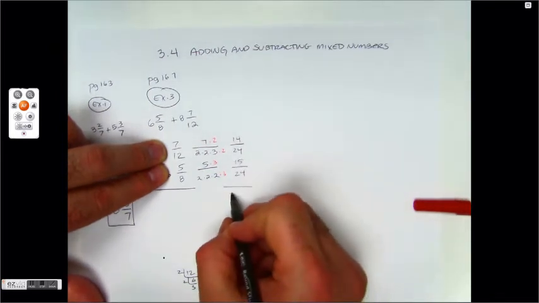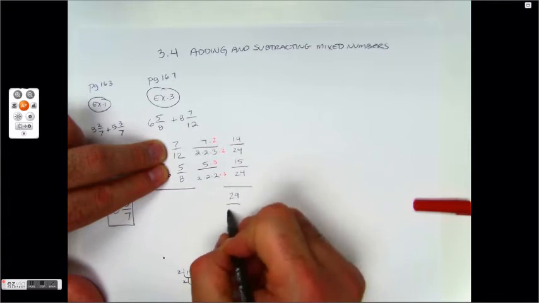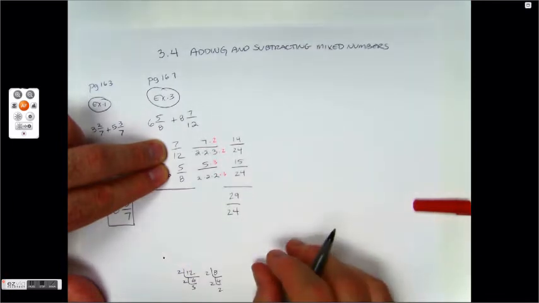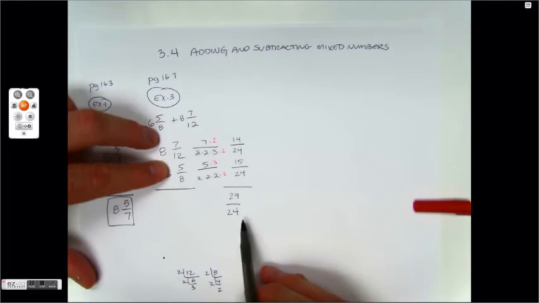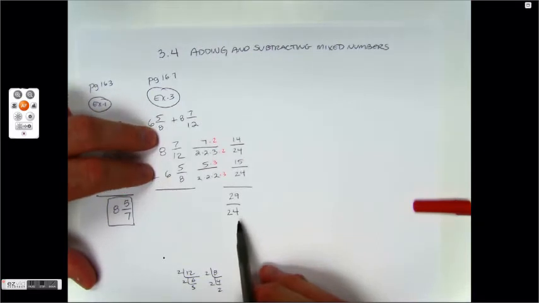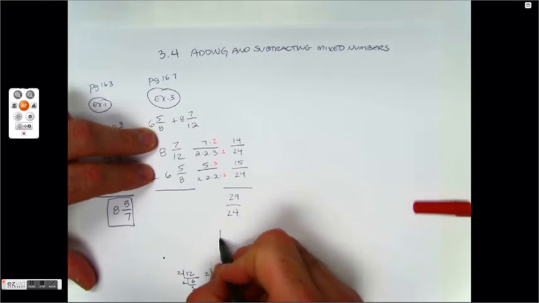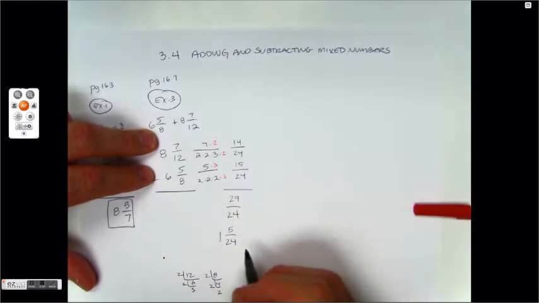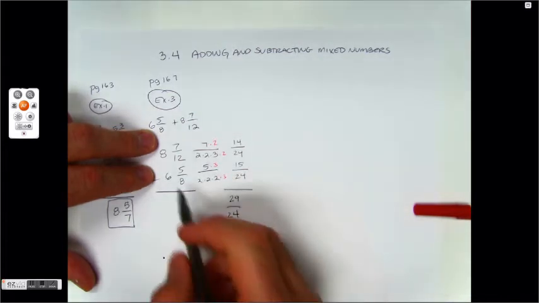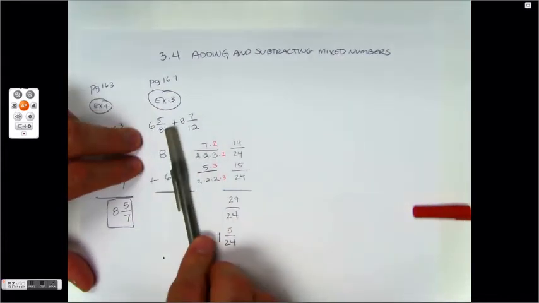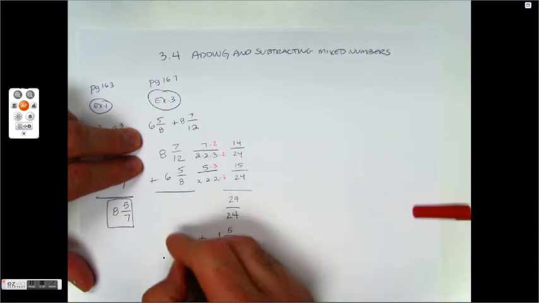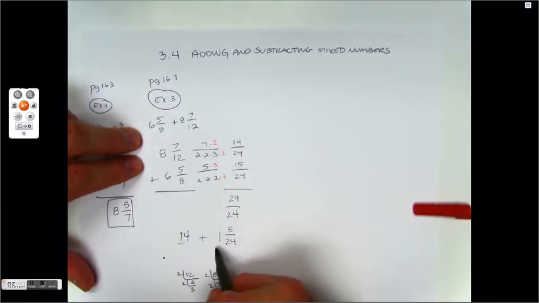14 plus 15 is 29 over 24. Now that we've introduced mixed numbers, we can't leave this as an improper fraction. We must change it. So 24 goes into 29 one time with 5 left over out of 24. So this piece then will be added to whatever we get from the whole number. So let's do the whole numbers. 8 plus 6 is 14. And then notice the 14 and the 1 will add together and make 15 and 5/24.